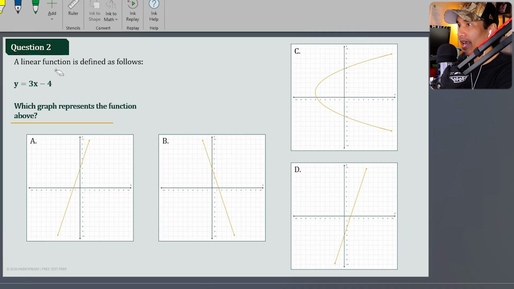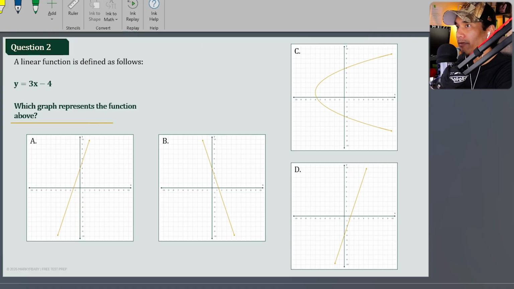Okay, question number 2. So we have the same linear function. A linear function is defined as follows: y equals 3x minus 4. Which graph represents the function above? So in this case, now we're going to graph, or we have a series of graphs, and we have to identify what we have to match this linear function to the graph.